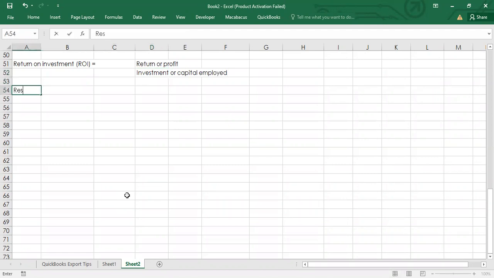For residual income, you know that residual income is given by profit or return minus cost of capital. Specifically, I could call it interest. Someone's calling it nominal interest. If you know this formula, then you're good to go.